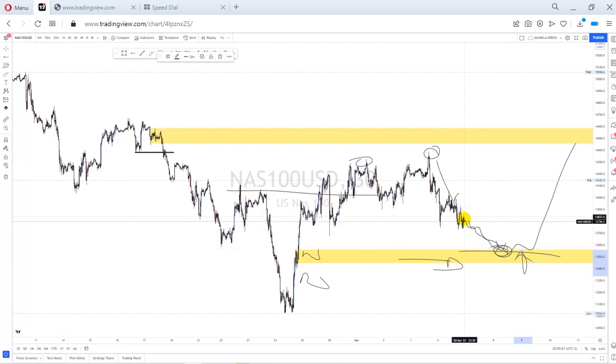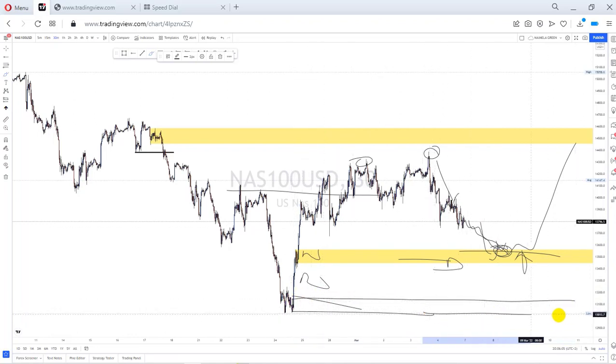If they decide to break this level here, then this here will become my second demand, where I will look for another buy opportunity. If they don't respect this first level, then this will be my second option. So we have these two options. The first one is what we're going to be looking at. If they break this one, then that's where we're going to go for the second one. So that's all on Nasdaq.